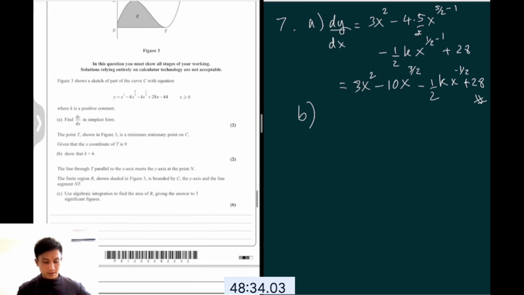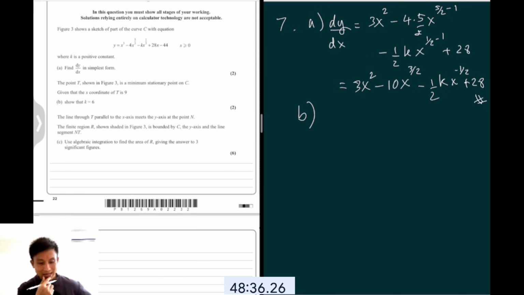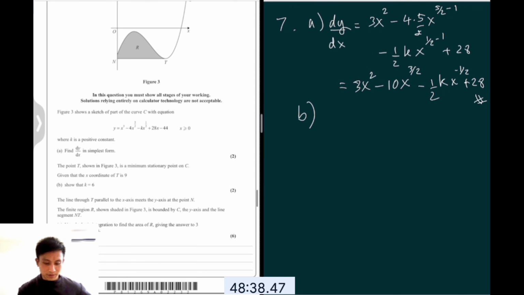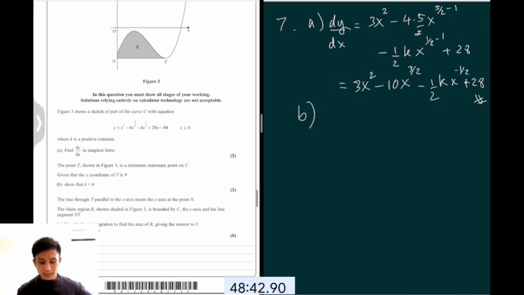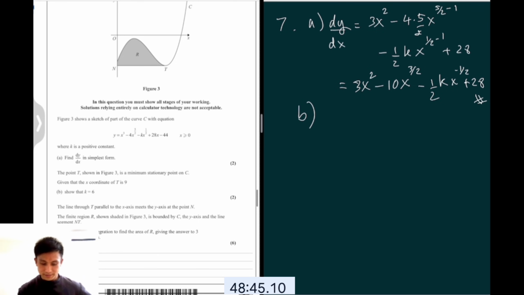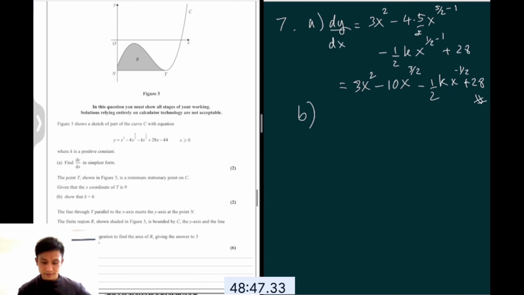Okay. Part B. The point T shown in figure 3 is a minimum stationary point. Okay. Given that the x coordinate of T is 9. Right. Show that k equals 6.